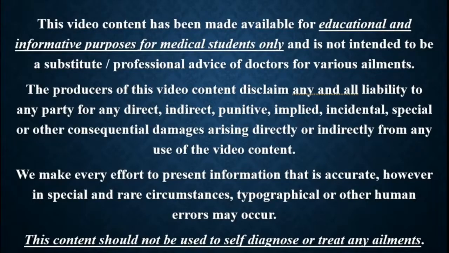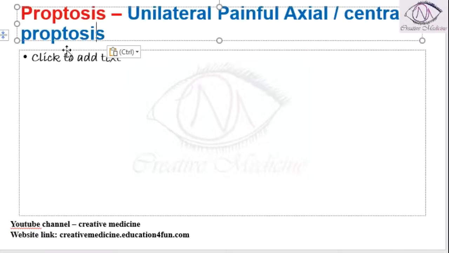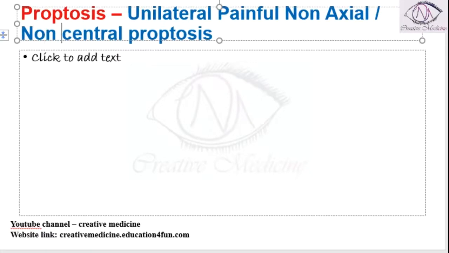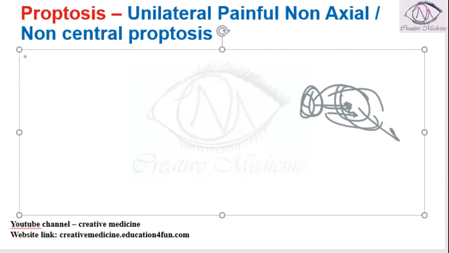In this lecture, we will learn about proptosis. Now, in proptosis, we have unilateral, painful, non-axial or non-central proptosis. That is peripherally. The proptosis is present to one side. For example, if there is a tumor here, this can push the proptosis or the eye to this side, causing proptosis. So, that is unilateral, painful, non-axial, or non-central proptosis.